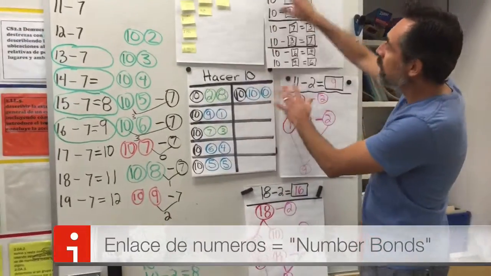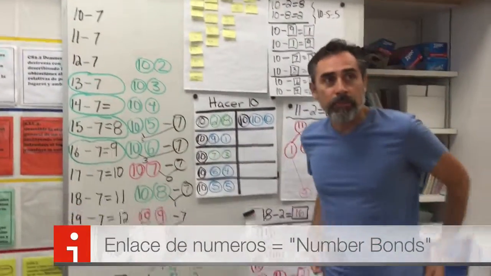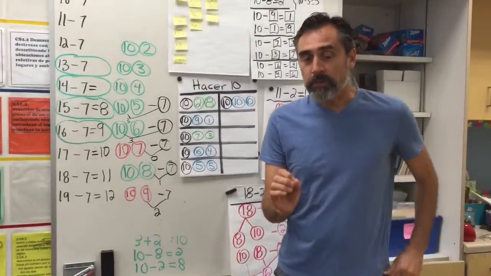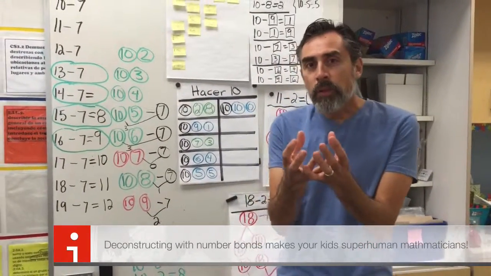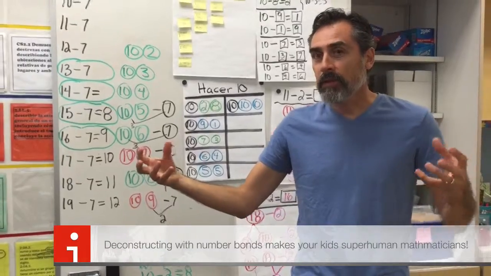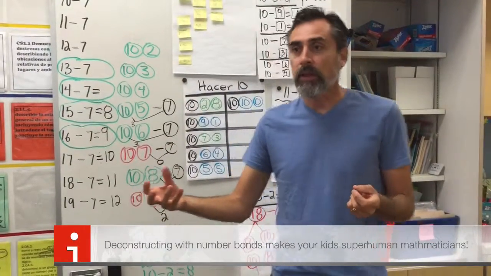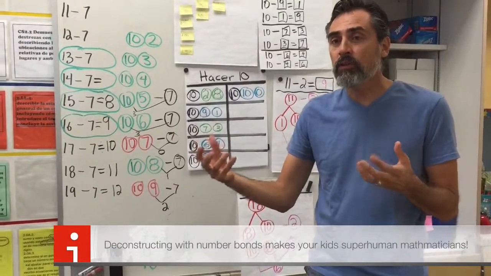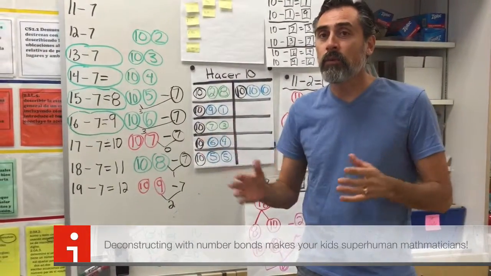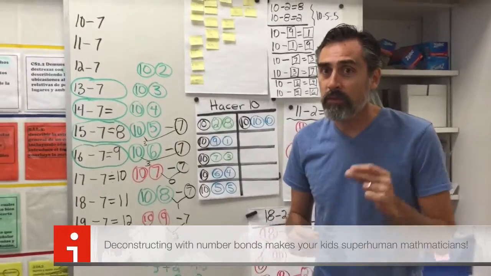Now here you see tens all over the place. Now, enlace de números, they're called number bonds in English. You're breaking a number apart. Deconstructing it is the standard. And the reason you deconstruct it is because when you deconstruct it to an easier number that your brain can work with, your math is a lot faster, okay?